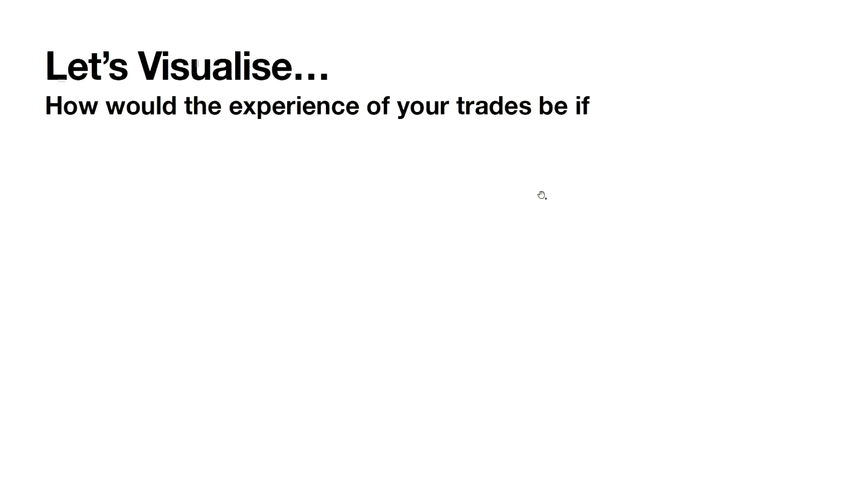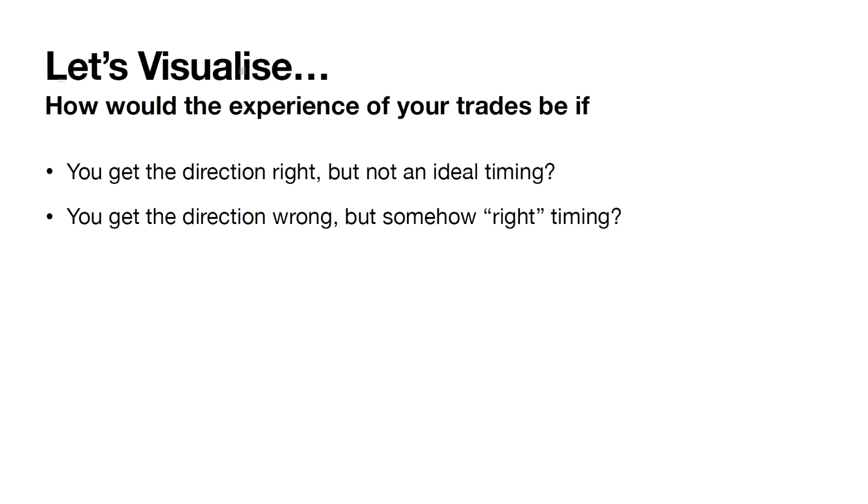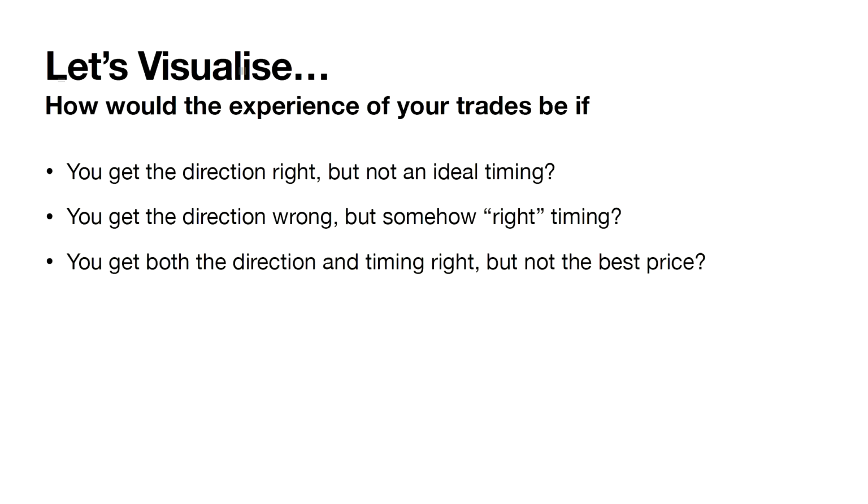So with that said, I just want to very quickly give you a visualization of why these 3 components are important. Imagine today, if you get involved in a trade, overall your direction is right, but you did not execute your trade at the ideal timing. What would it likely be? Or if you get in the wrong direction, but somehow you got lucky, you got in at the right time, how would that trade be? And of course, if you get both direction and timing right, but the context is not at the best price, how would your trade end up to be?